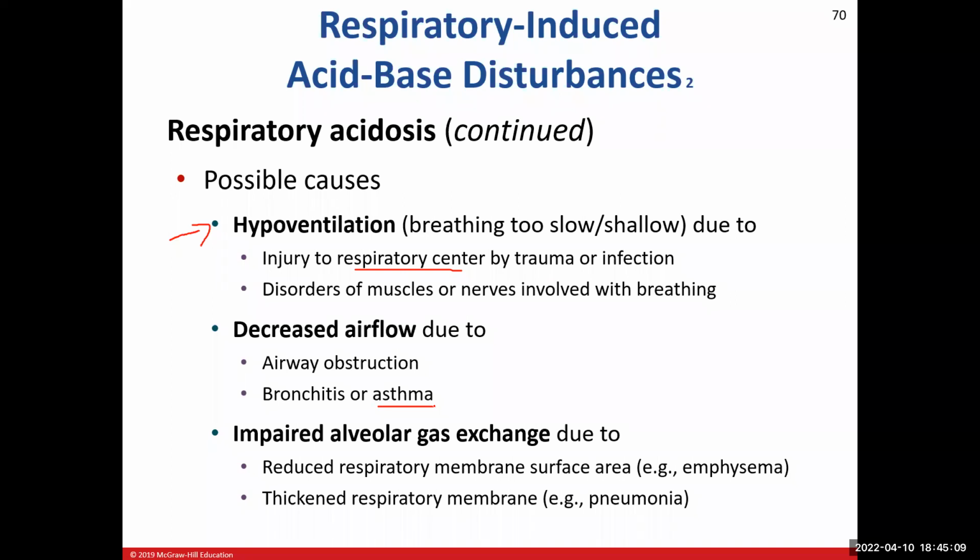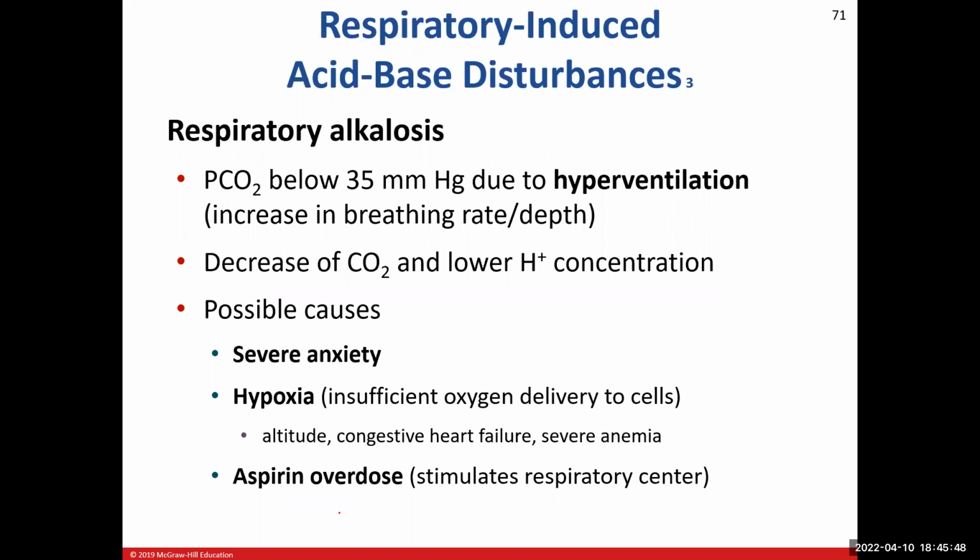Or we can have an issue with the exchange area for our gases. Remember that respiratory membrane there? So if we have impaired alveolar gas exchange, we saw that with emphysema. We lost alveoli, so we have a decrease in the surface area there. Or if you have an infection, maybe you're in the hospital with, unfortunately, COVID, you can get a thickening of that respiratory membrane, making it much more difficult for the diffusion of those respiratory gases into or out of the lungs, into or out of the blood. So that is the most common type of acid-base disturbance.